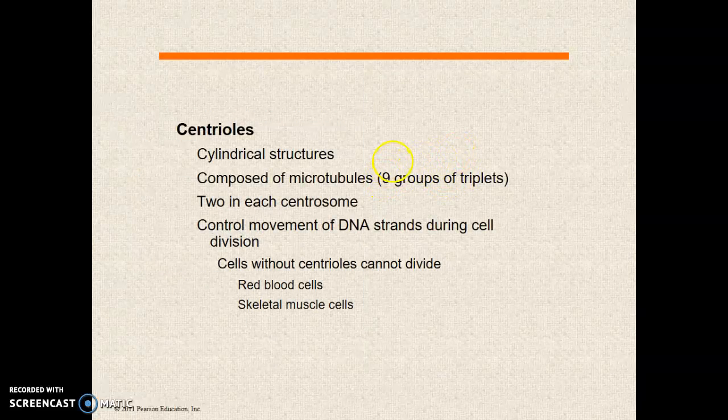Centrioles are that cylindrical structure necessary for cell division. They're made up of microtubules. There are 2 of them in each centrosome. And without these centrioles, the cell cannot divide. Plants can divide without centrioles, but animal cells cannot.